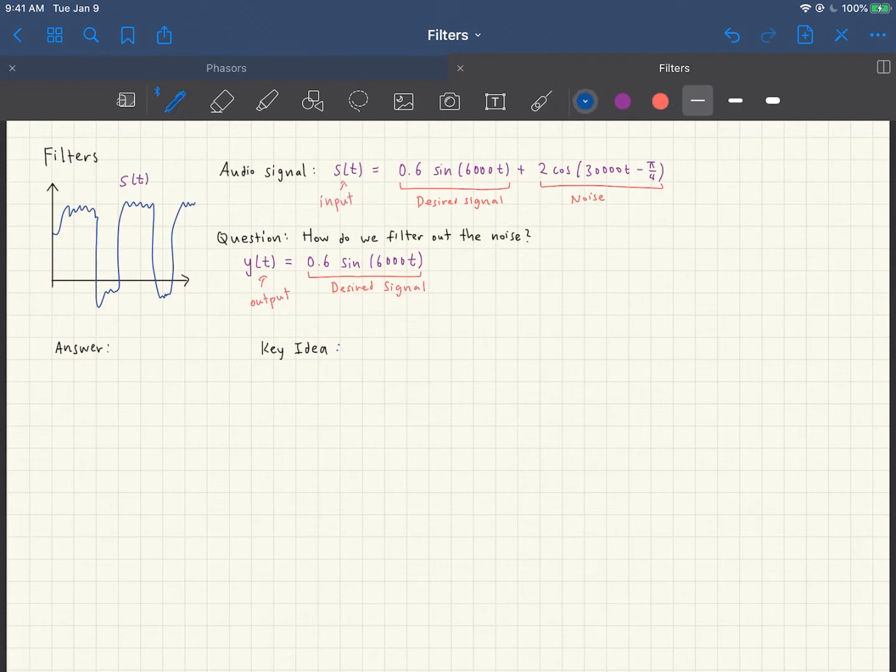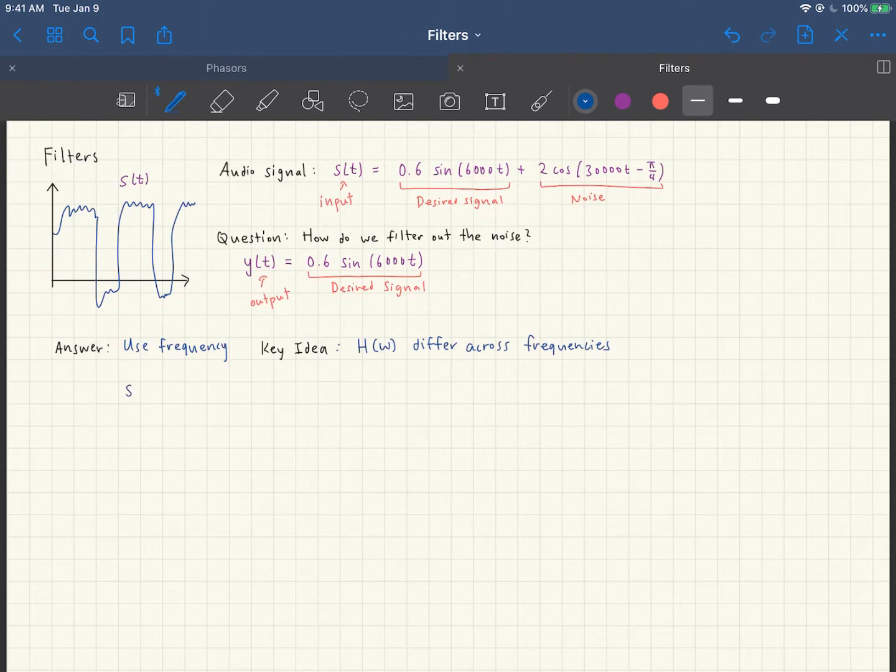And the answer is to use a filter, but more so to use the idea of frequency. What I mean by that is take advantage of the fact that this first desired signal has frequency 6000 and the noise here has frequency 30,000. And the idea here now is that h of omega, or transfer functions, differ across frequencies. The actual ideas and implementation is a little bit more difficult than what I'm going to write down here, but I'm going to write down the general idea of how this is going to work.